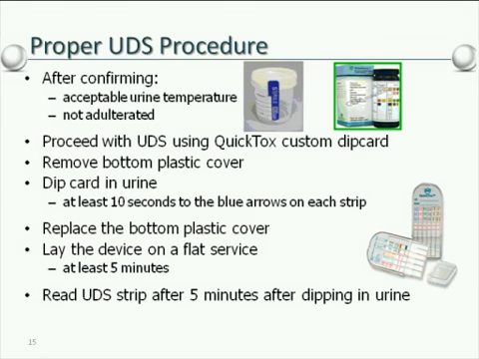So once you have done the adulterant test, you can proceed to the UDS Dipcard. So what we ask you to do is actually to dip the Dipcard in the urine up to the blue arrows for at least 10 seconds. Once you've done that, replace the plastic cover, lay the device on a flat surface, and wait 5 minutes. Please read UDS results after 5 minutes. We ask that you do not prolong reading them, like an hour, 2 hours. 5 minutes, read your results and record them.